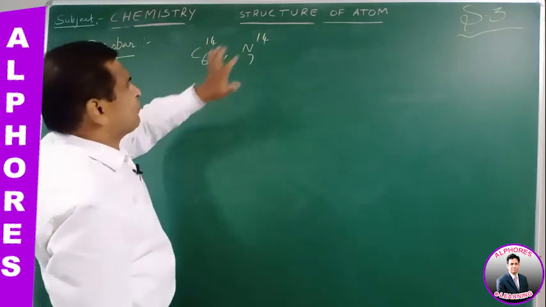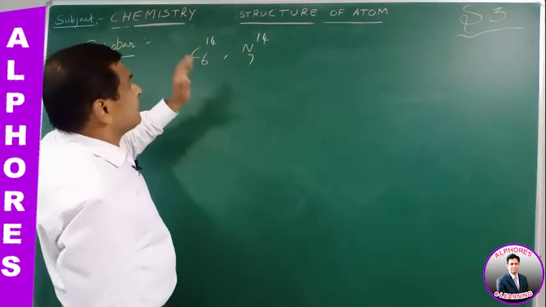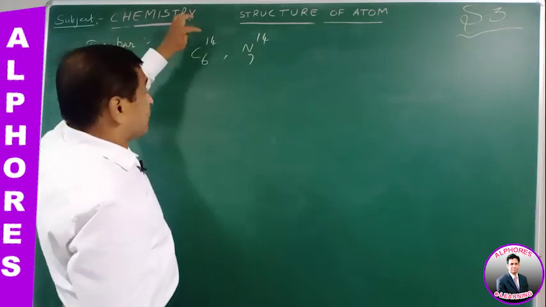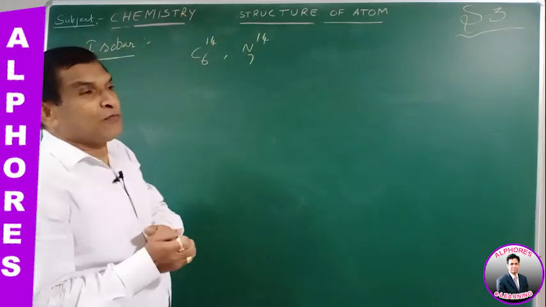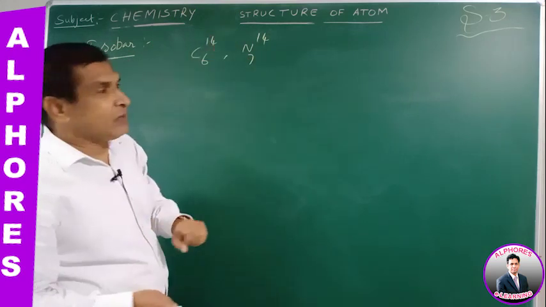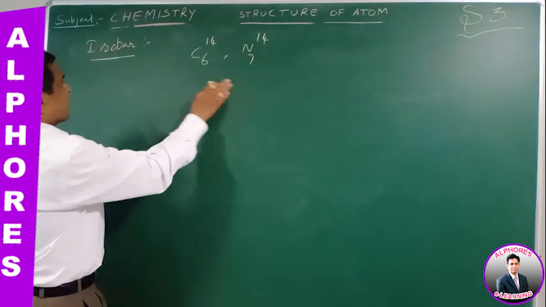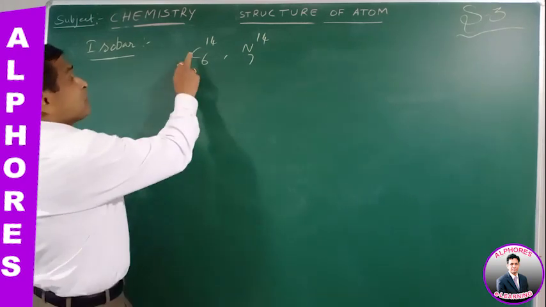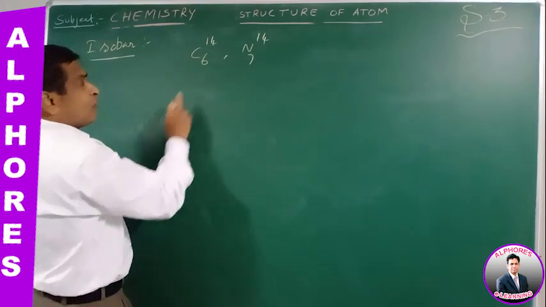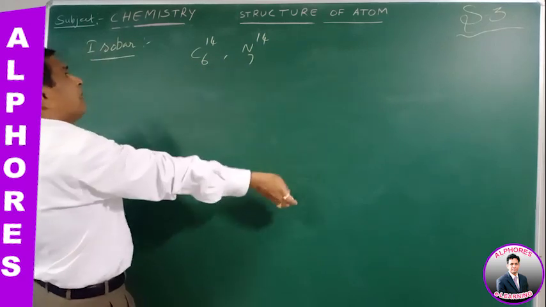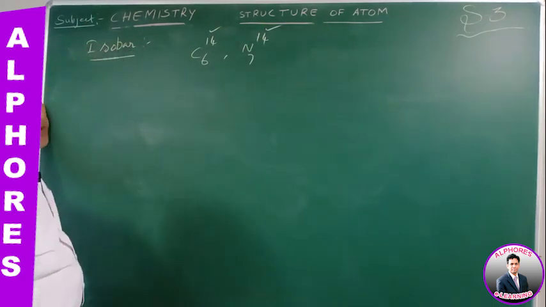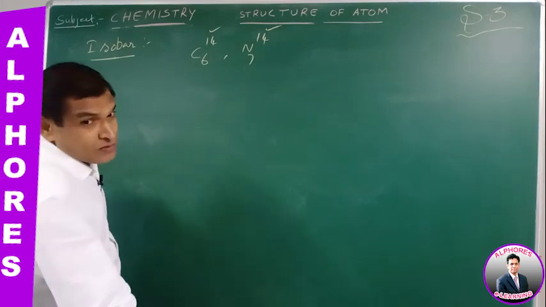So the atoms are different, that is, the elements are different, so definitely their atomic numbers will be different, and therefore they possess the same mass number. Atoms of different elements with different atomic numbers but identical mass numbers are called isobars.